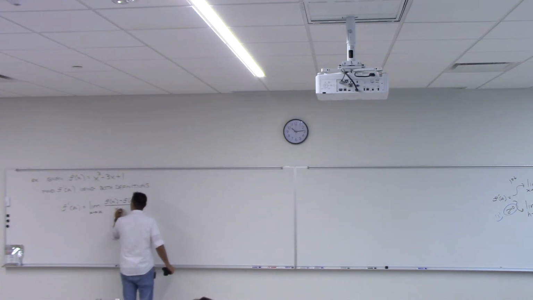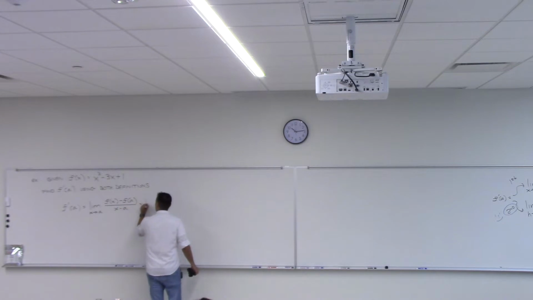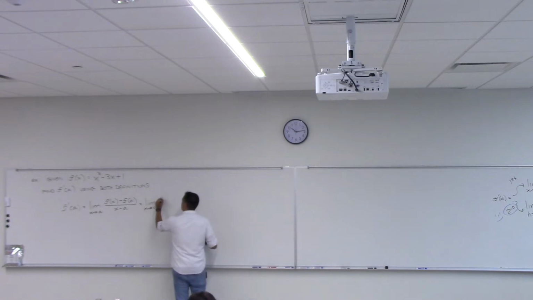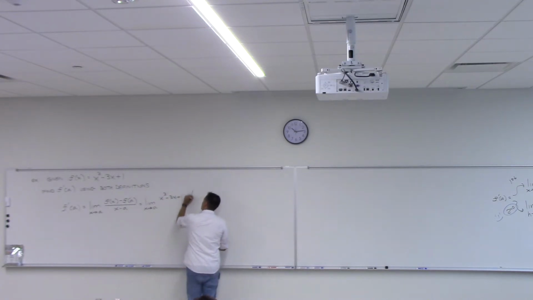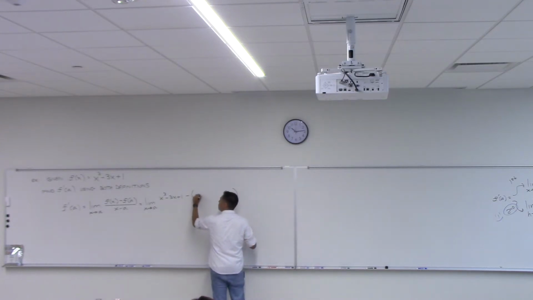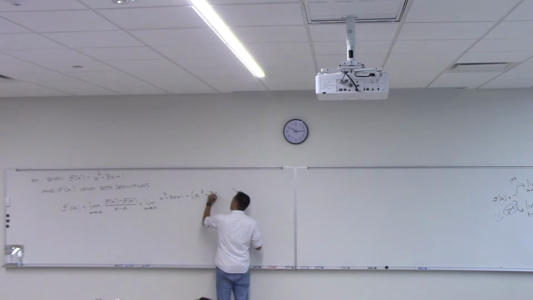over x minus a. All right, so that's the standard thing, right? You just have to remember that. And now we plug things in. So f of x is just the function itself, minus, set of parentheses, f of a is just plugging a into the function.